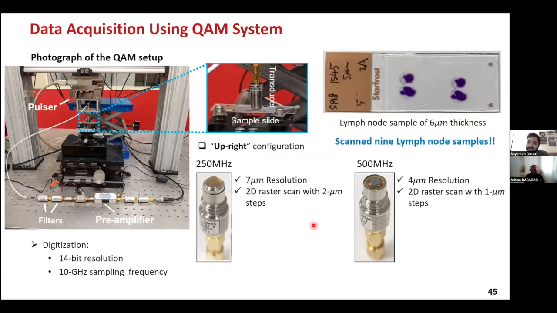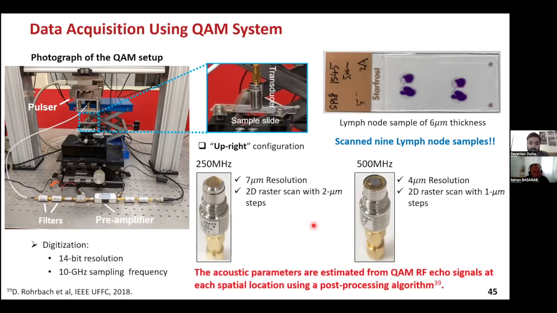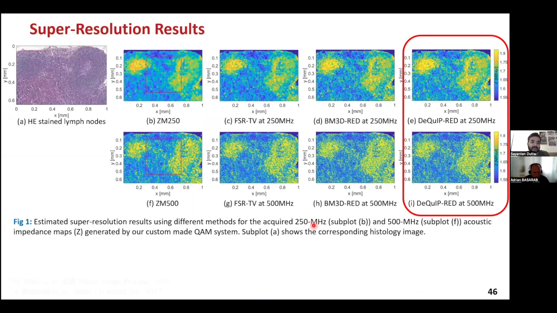And we scanned nine lymph node samples from human tissues, cancerous and non-cancerous. And then there is a standard technique for image processing to calculate the parameter maps, so we did that. Now let's have a look at the result. This is the histology image, and this is the acoustic impedance map at two different frequencies. This is the 250 megahertz, this is the 500 megahertz, and this is our proposed result.